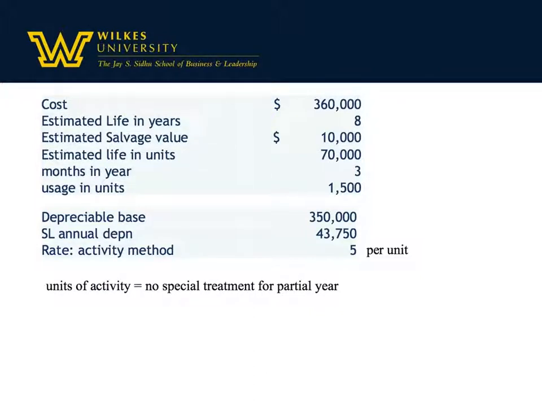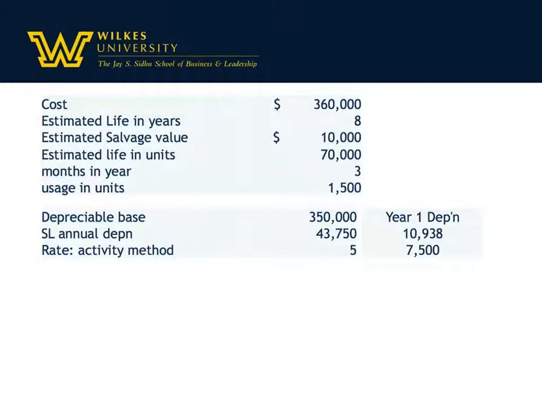Now again, remember, the units of activity, there's no special treatment for a partial year. So, based on the information we have going forward, let's figure out what the first year's depreciation is. Well, if we know that the annual straight line depreciation is $43,750, and then in the first year, we're going to take 3 months of that. So we're going to take 3/12 of that and find out that the year one depreciation is $10,938. When it comes to the activity method, we've got $5 per unit and we used 1,500 units. So our year one depreciation under the units of activity is $7,500.